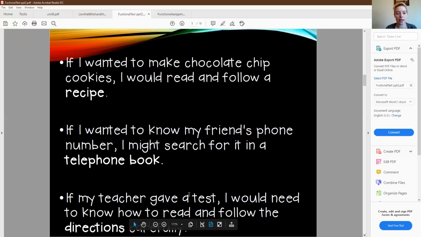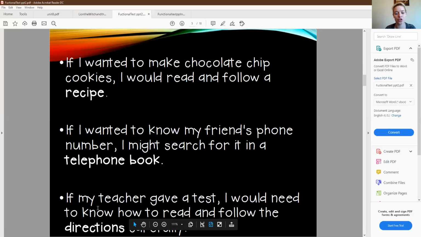All right, so we see if we're making cookies, we're using a recipe. Like I said, a recipe is an example of a functional text. It helps me make those cookies. If I want to know my friend's phone number, I could use something we know as a telephone book, okay? A telephone book is just a list of a bunch of names, and you look in it and it tells you that person's phone number. We don't see them as much now, but you guys, a lot of times when you go to the doctors, your parents might look up the phone number on the internet so they can call them. So that would be an example of a functional text as well.